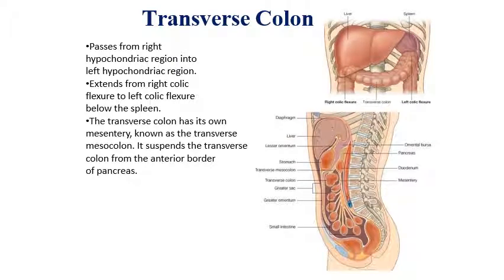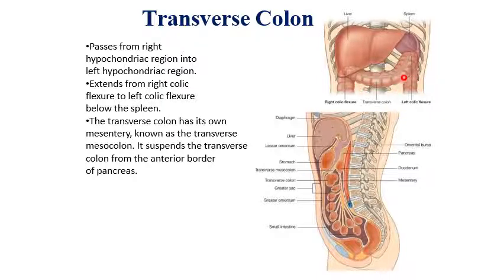Transverse colon passes from the right hypochondriac region into the left hypochondriac region में पास करता है. Then it extends from the right colic flexure to the left colic flexure below the spleen. This is the spleen. यहाँ ये left colic flexure है. It is also known as splenic flexure. इसको हम बोलते हैं hepatic flexure और इसको splenic flexure भी बोलते हैं. So the left colic flexure is more higher and more posterior than the right colic flexure.